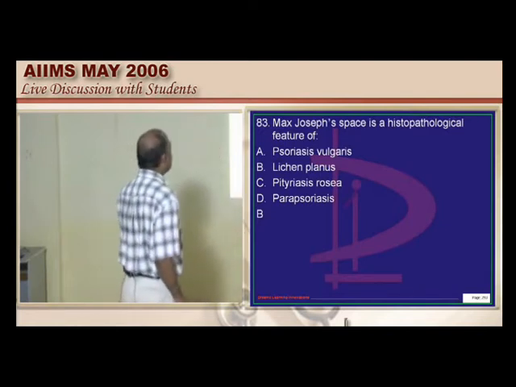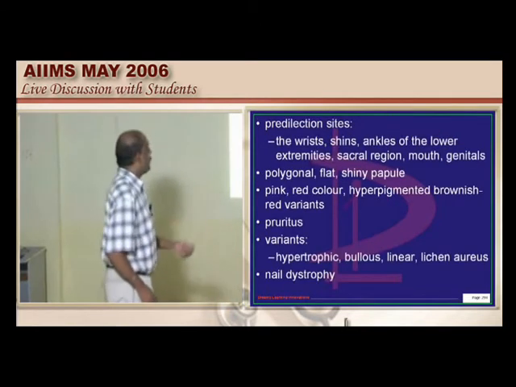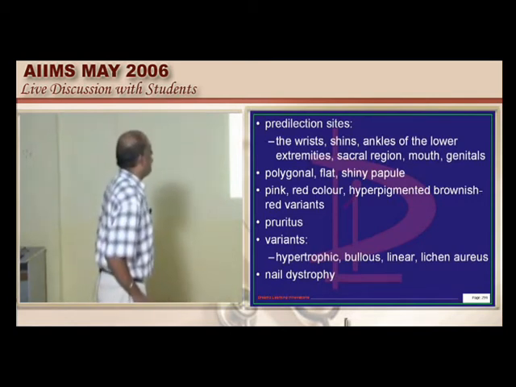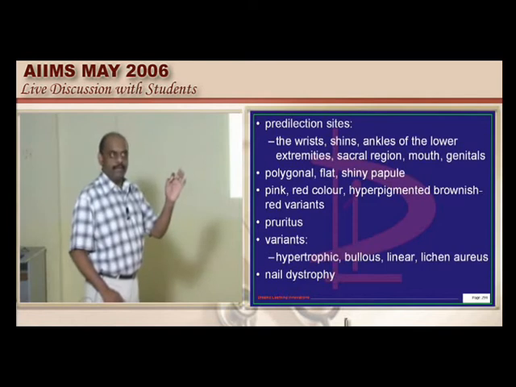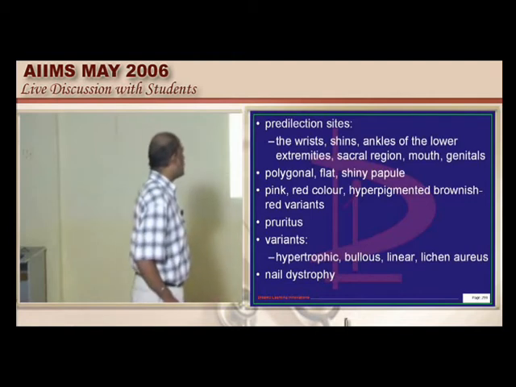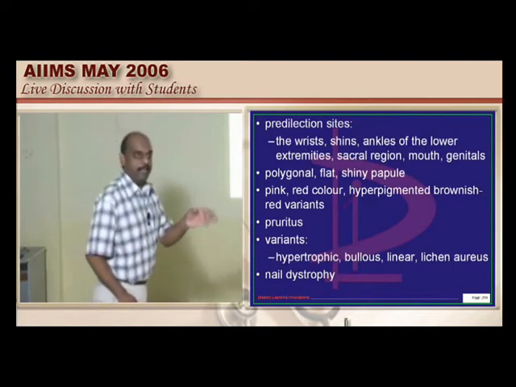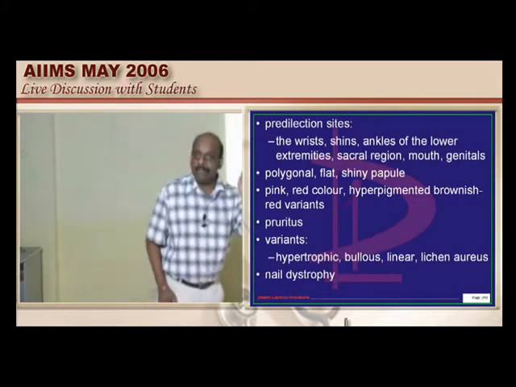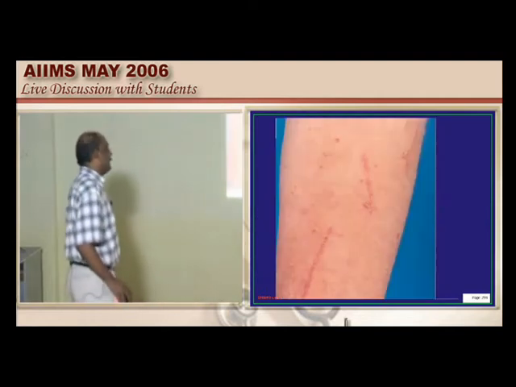So basically, what are the important sites where there is a predilection for lichen planus? The wrist, shin, ankle and sacral region, and in the mouth and genitals are the common locations. Typically, how do you describe the lichen planus lesions? They are polygonal papular lesions which are pink in color, associated with pruritus, is the classical description. Now in lichen planus, you have a hypertrophic variety, a bullous variety, a linear variety, and various other varieties. Nail manifestations of lichen planus are another favorite topic of the examiner. So nail dystrophy can also be associated.